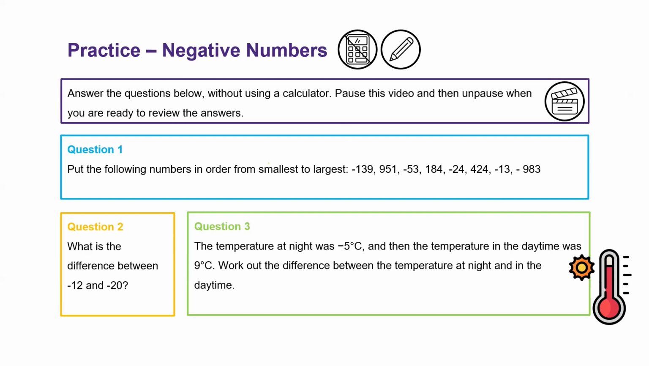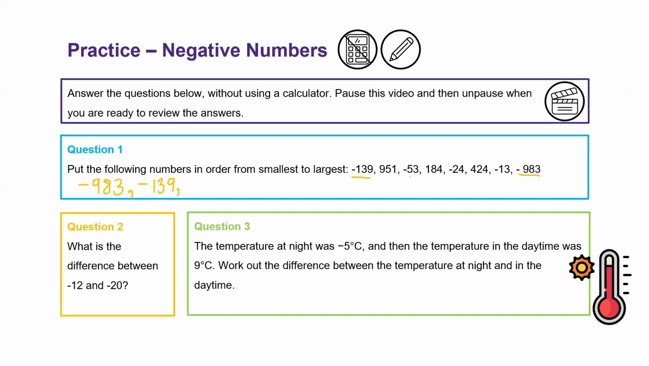Okay, for question 1, it says put these numbers in order from smallest to largest. So again, I'm going to look at my negative numbers first, and my negative 3-digit numbers first because they must be the smallest ones. I've got minus 139 and minus 983. Don't let these negative numbers throw you, okay? Minus 983 is the smallest number there. That's the number I least want my bank account to look like. Then I've got minus 139.